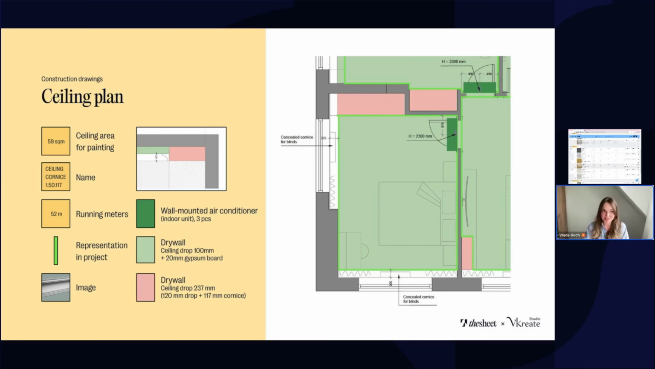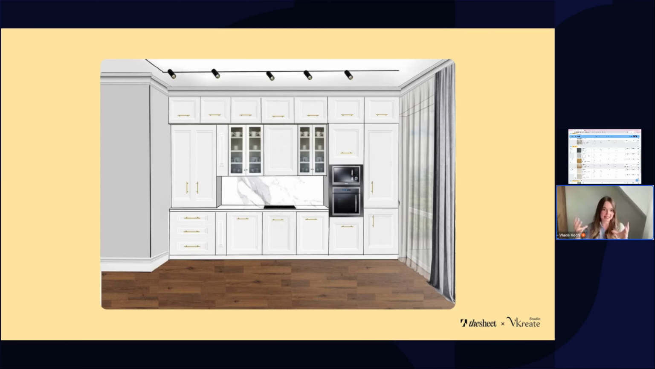And then we have here the representation of the project for the ceiling cornice, and the image that I took again from the website. We have cornice, and you have to be very careful with cornice. For example, when you want to have the cornice throughout your whole apartment, have a look here, for example, at the kitchen. Above the kitchen, you have cornice.